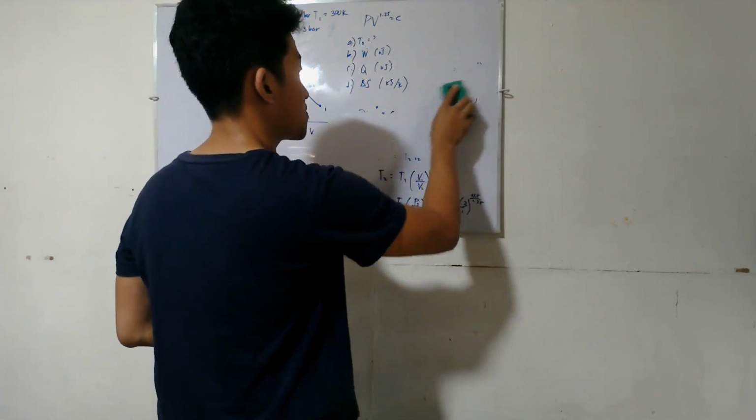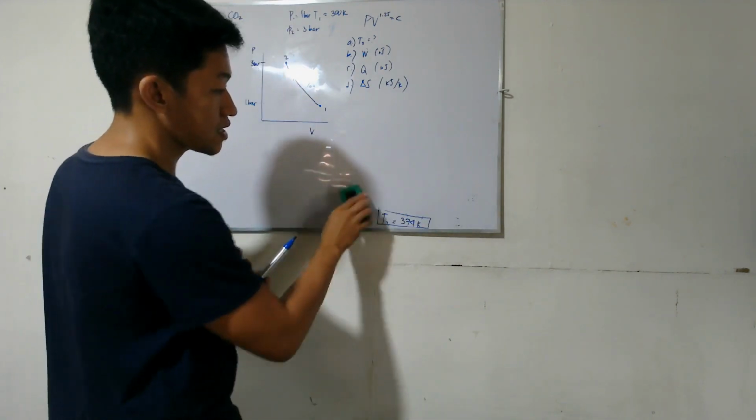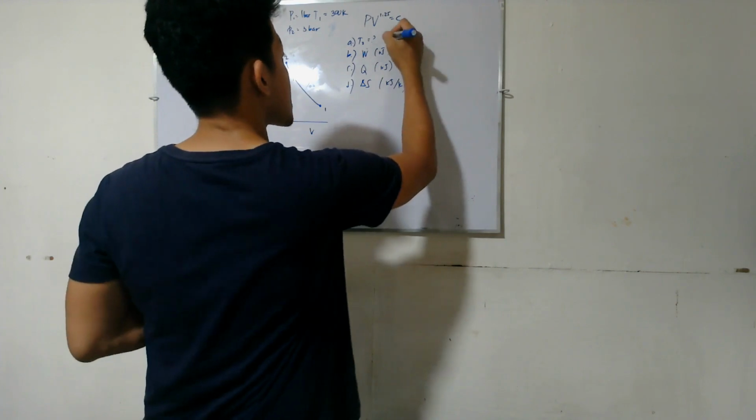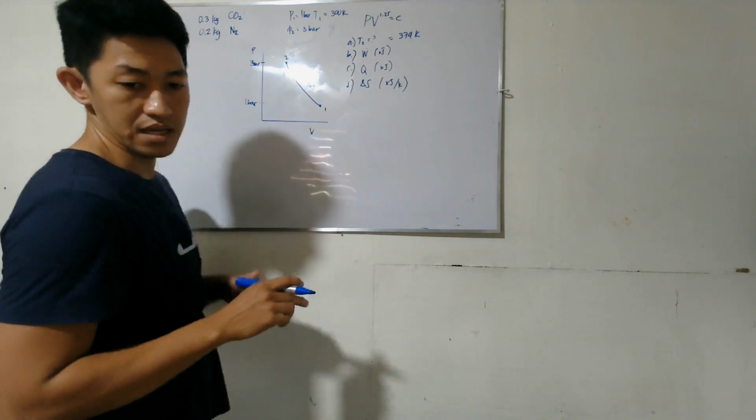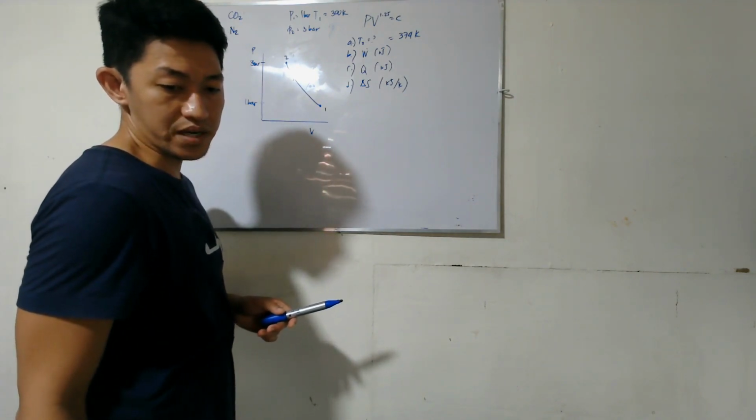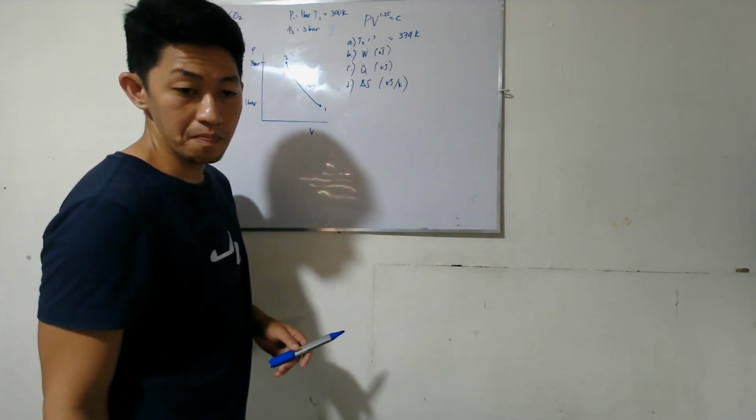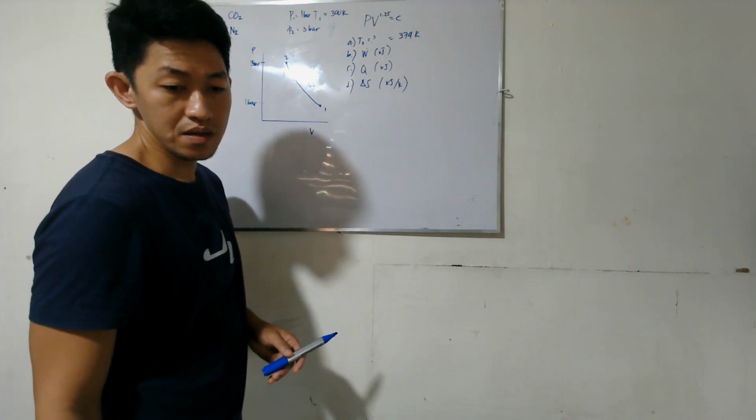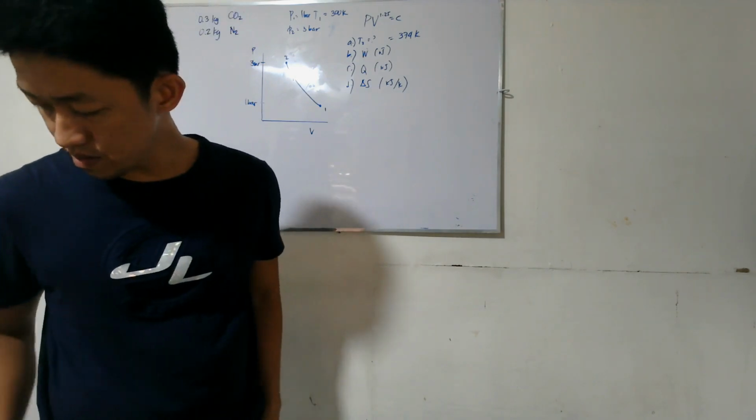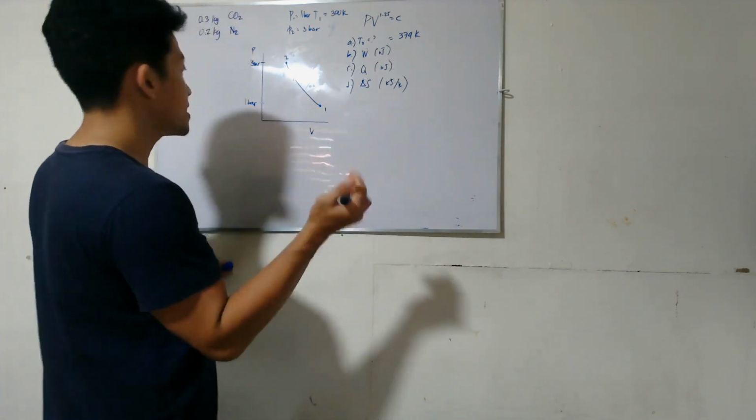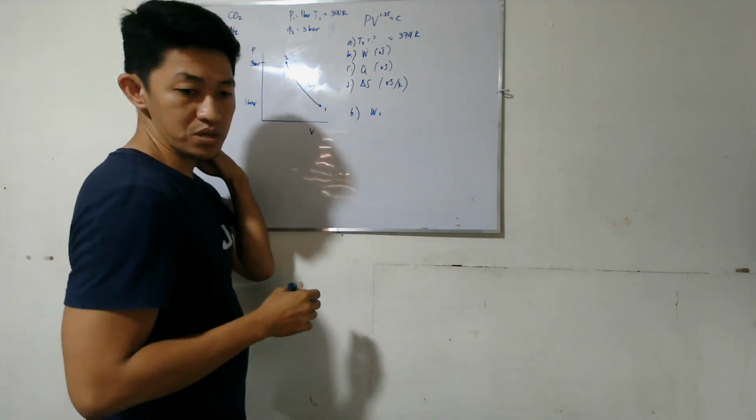Erase this one. Letter B. So the answer here is 374 Kelvin. Now, the work. Okay. So how do we find the work?